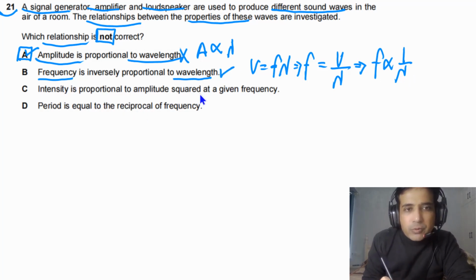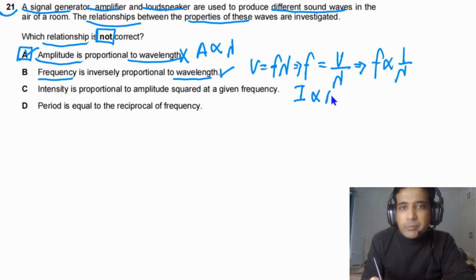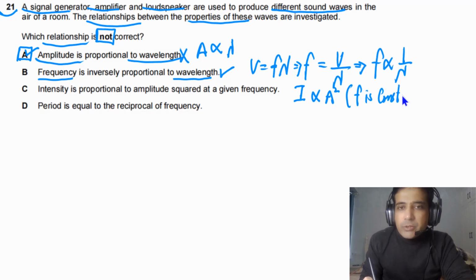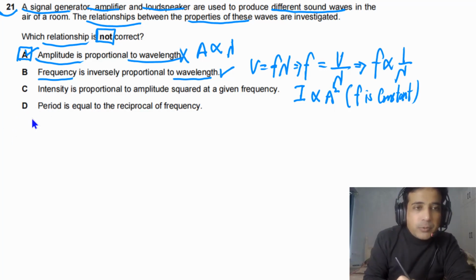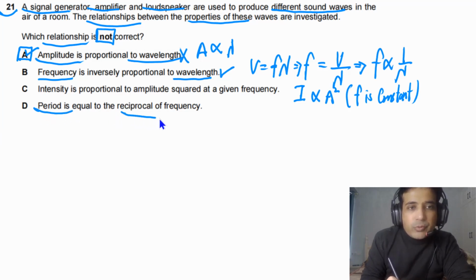Option C: intensity is proportional to amplitude squared at a given frequency. Yes, this is also true. Intensity is directly proportional to amplitude squared if frequency is constant. If we keep the frequency of the wave constant and we increase amplitude, intensity will increase. And for option D, it is given to us time period is equal to the reciprocal of frequency. This is also true, time period is equal to 1 over f, so this option is also correct.